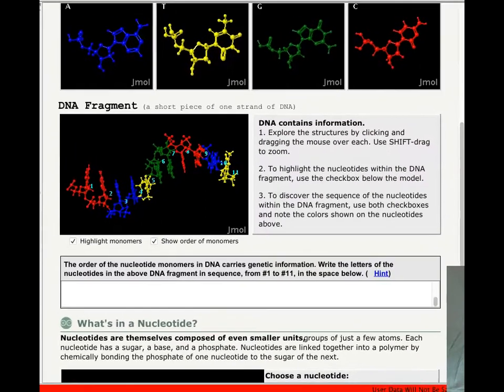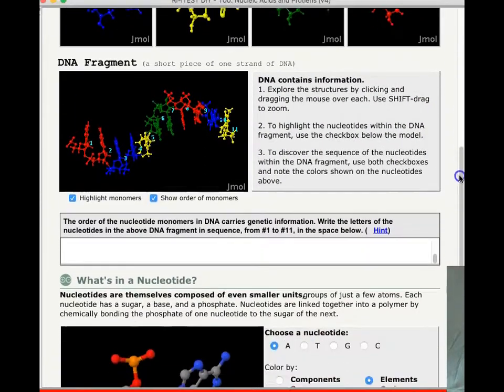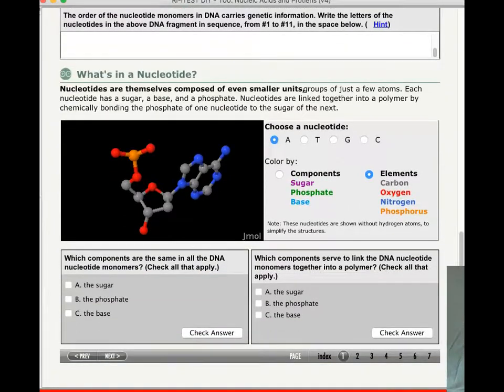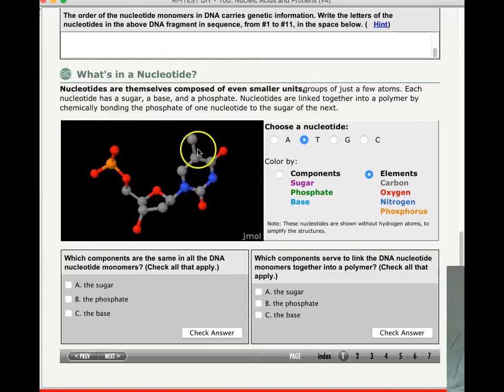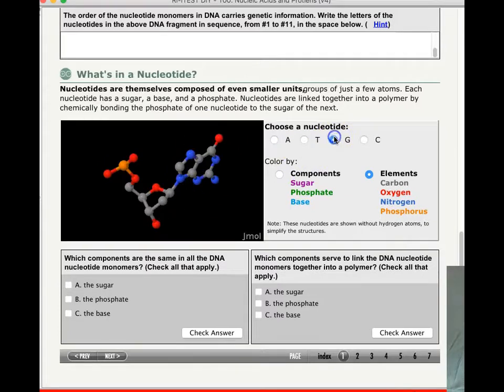Nucleotides are the smaller units that go together to make up DNA. Remember we talked about how they come in 4 colors. The reason there are 4 colors is that there are 4 different bases. If we click through here, we can see this part's always going to be the same. Here's the phosphate and the sugar. If we click through here, we can see it's this part that changes. It's the base that changes.